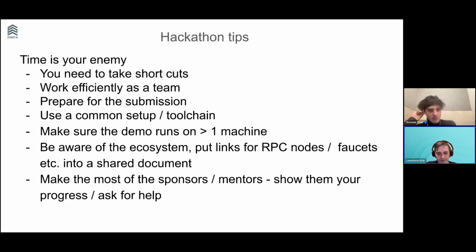It's very likely that, with bad luck, the machine that you've been running it on that has been working fine will fail for some reason when you want to demonstrate it. So make sure you've got it running on many machines as a backup. Get all of the ecosystem links that you need into a shared document so that you're not scrabbling around for these things, and everybody is aware of those. You can get to the faucets, the RPC nodes, etc., without any problems.